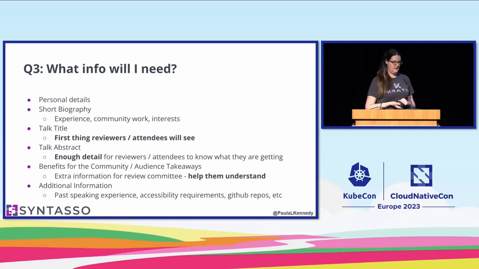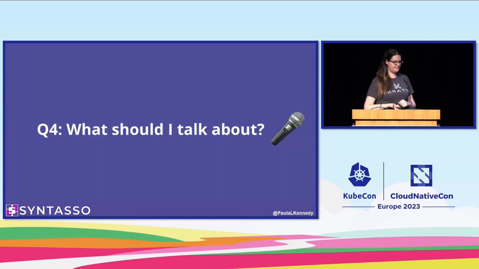What information will you need? Well, you need to provide a pretty standard set of information: who you are, a quick biography, the talk title. That's the first thing people look for, so try and make it something catchy. The talk abstract has to have just enough details so that people know what they're going to be getting. And there's quite often questions about what the community will get from your talk, what the audience takeaways are. That lets the committee know really what the talk is about. And once you've written this information, save it, because you can use it over and over again for all the CFPs that you apply for.